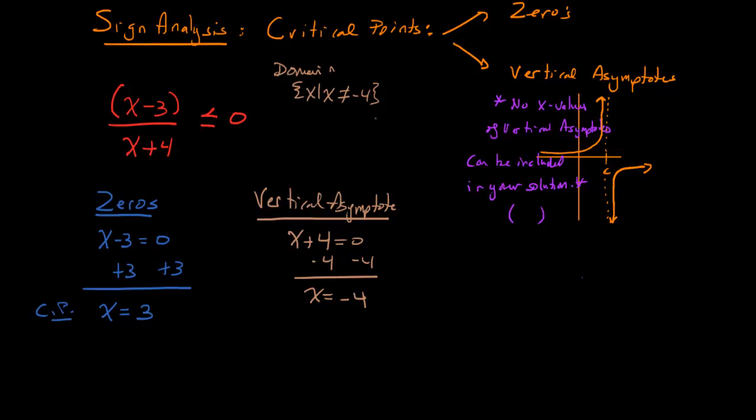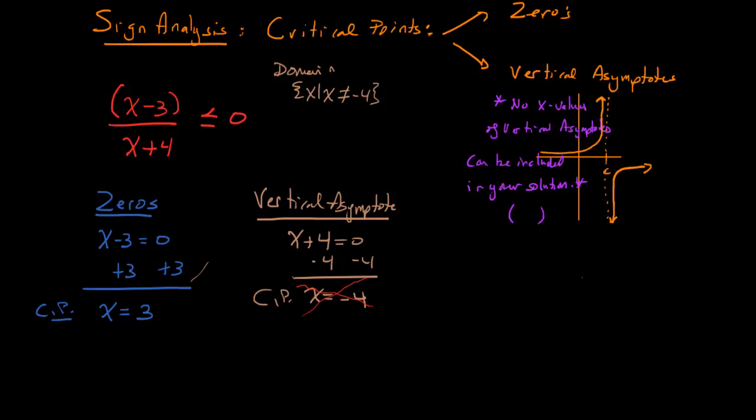So domains and vertical asymptotes are very intercorrelated, and that will also mean that when evaluating inequalities via sign analysis, we're going to have to pay very close attention to this critical point. But I always like to make note that no matter what I do, I can never ever include this value in my solution. So be very careful of that.